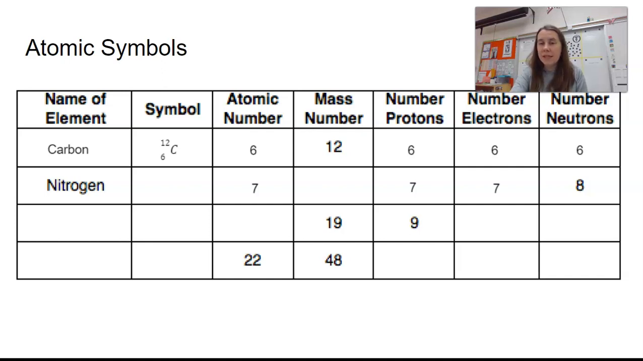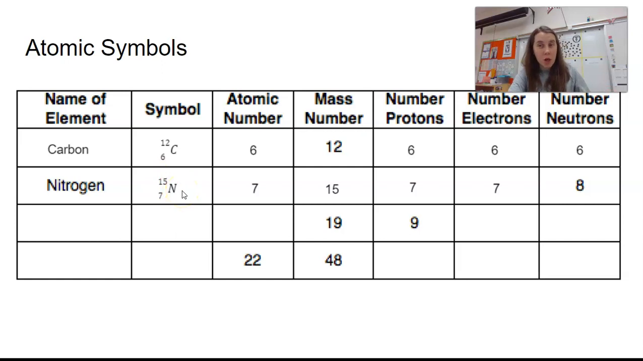All right, in this case, we were given neutrons already. And so we can now calculate the mass, because mass is going to be protons plus neutrons. So 7 plus 8 is 15. So that will be the mass of our nitrogen atom. All right, and then we'll write the symbol like this. So protons on the bottom, mass on the top, and then the symbol for nitrogen.